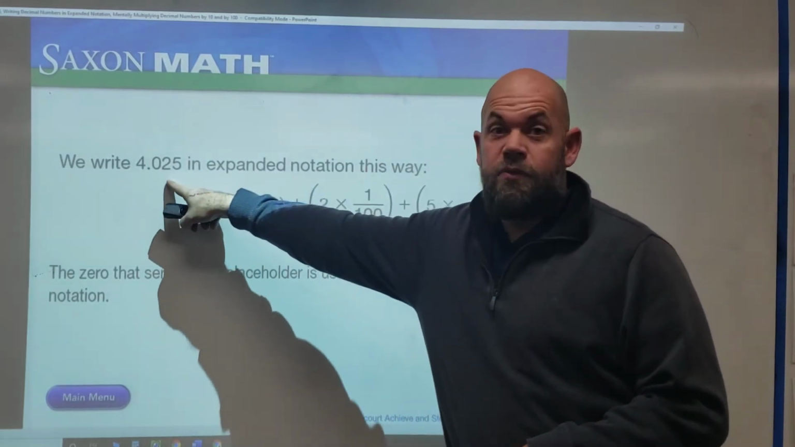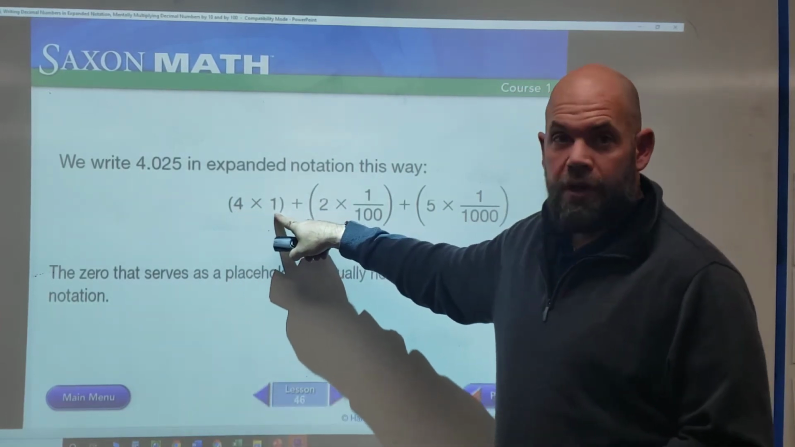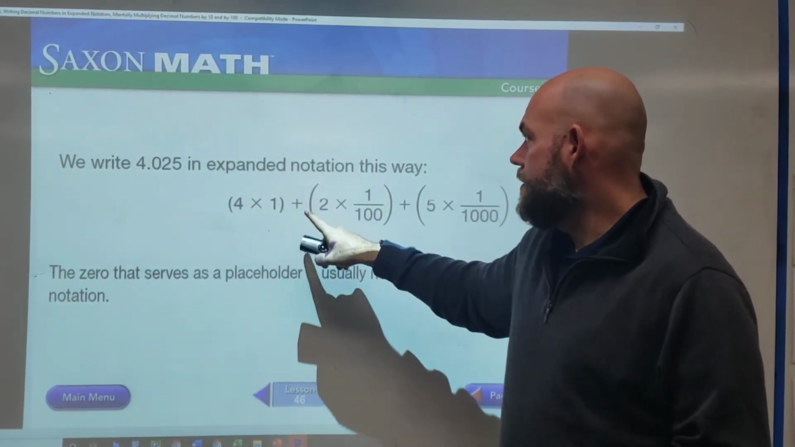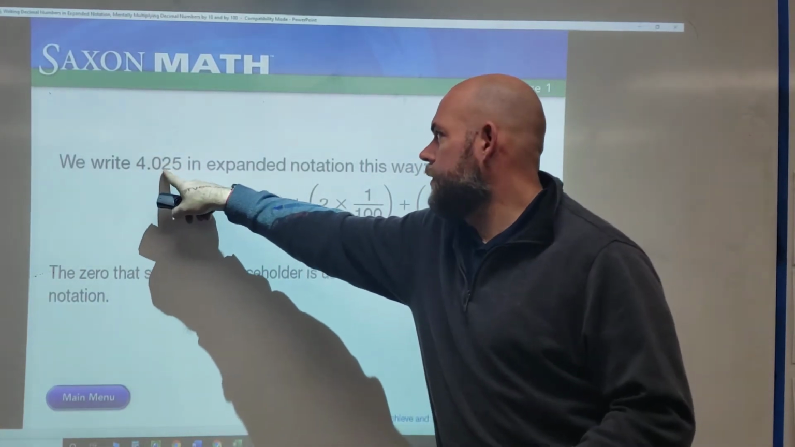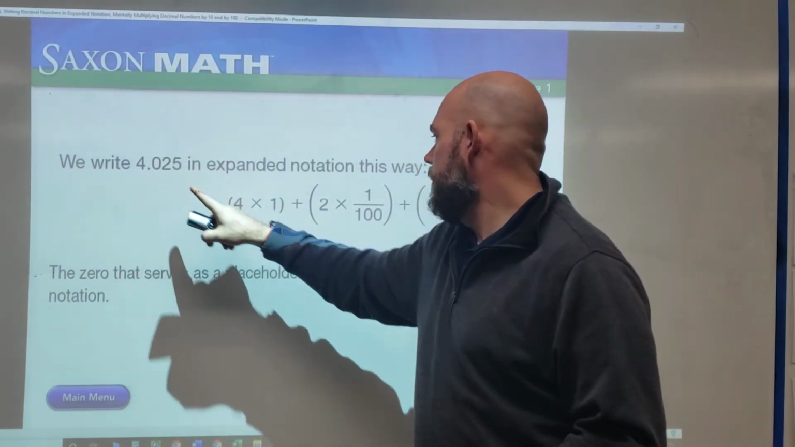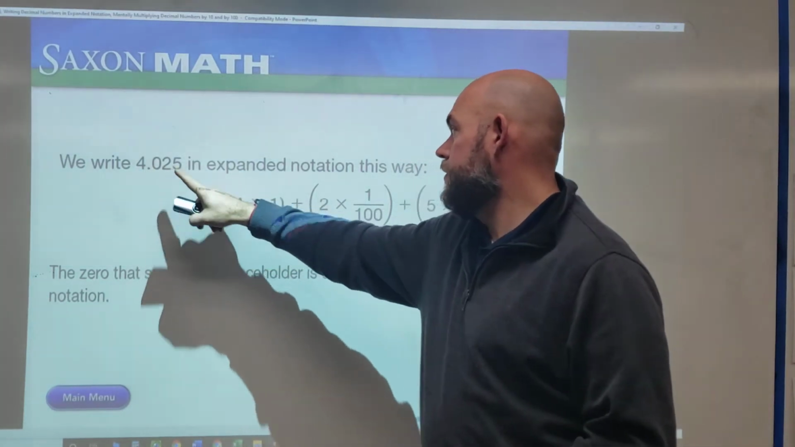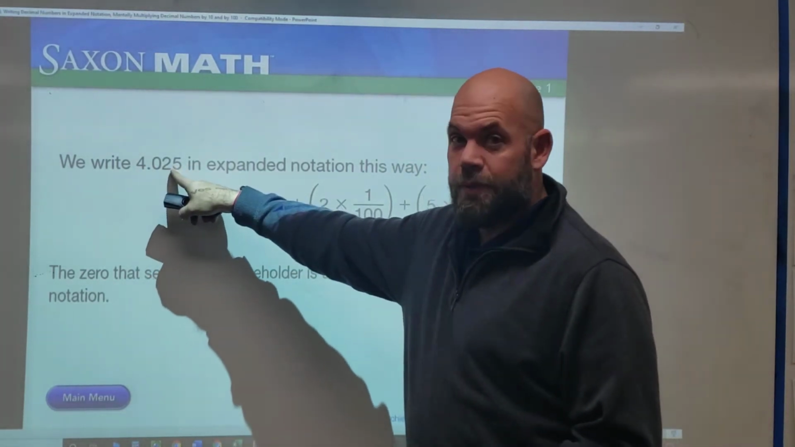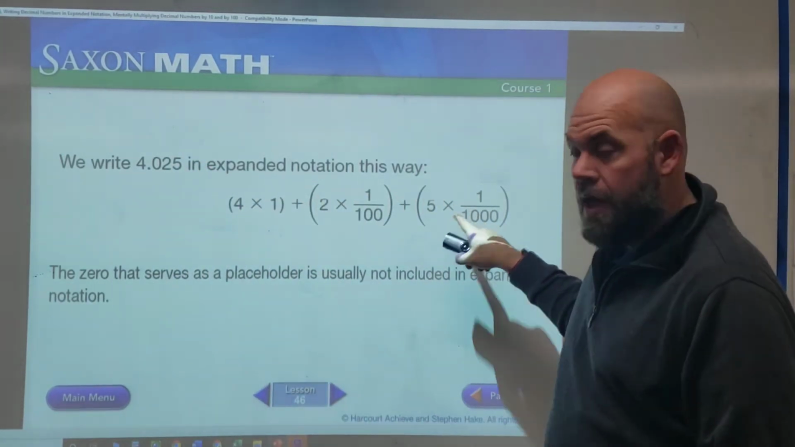So here we're looking at 4.025. 4, of course, as a whole number, we just do 4 times 1. Then we're going to look at this. With zeros, we always skip the 0, right? So we want to go to the 2, and the 2 is in the hundredths place. So we would say 2 times 1 over 100. That would give us 0.02. Now the 5 is in the thousandths place, so we're going to do 5 times 1 over 1,000.